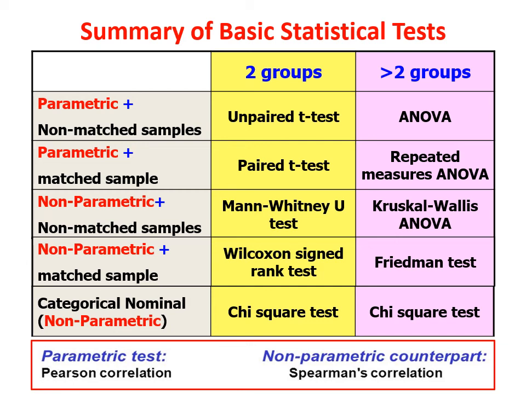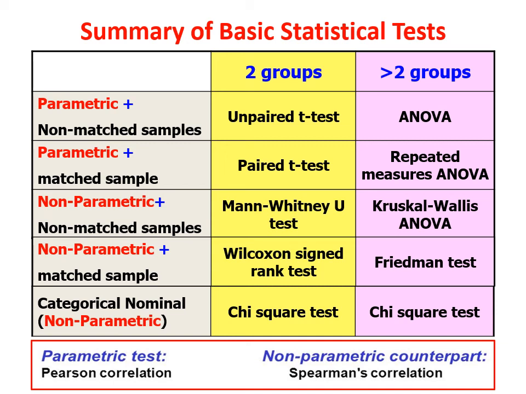Parametric and matched. What is the meaning of matched? It means the same group but at different times, before treatment and after treatment, or week 1 and week 2 for example. In this case we use a paired t-test.